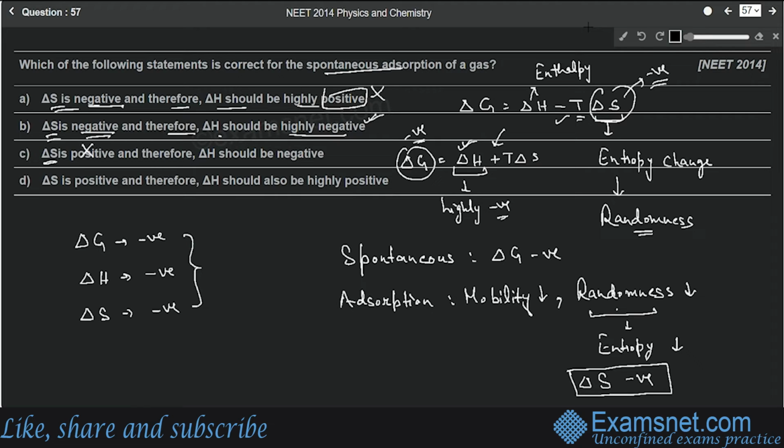Third statement says delta S is positive. This is incorrect because delta S is negative due to decrease in randomness. And the last option says delta S is positive. Again, this is incorrect. Delta S is negative. So the only correct statement is the second one. Option B will be the correct answer.